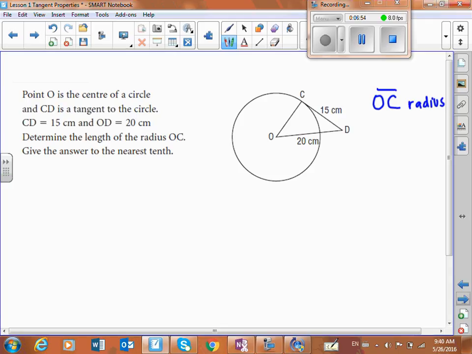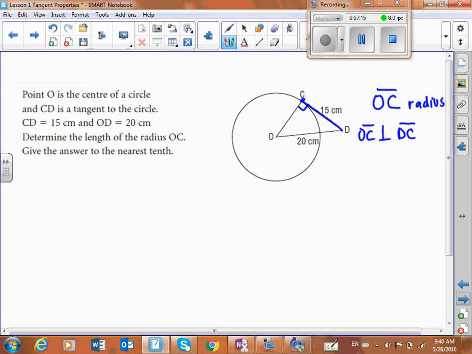We see that CD is tangent. Okay, so CD is tangent. There's my point of tangency. And because CD intersects OC, we then know that OC is perpendicular to DC. Okay, and because they're perpendicular, we can draw in our 90-degree angle.